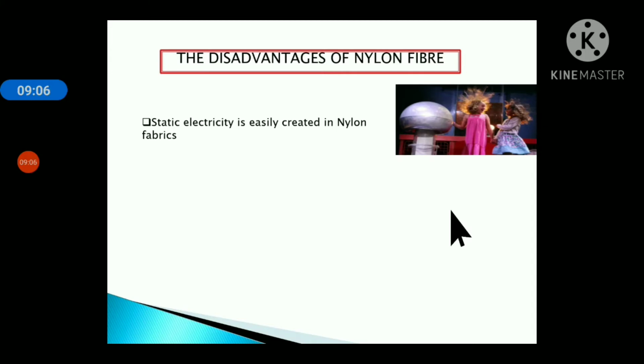See children, nylon also has this type of static electricity. Sometimes we hear a crackling sound when we take off certain types of clothes, you know. That is the static electricity. It is created in nylon fabrics. Okay children. Next, why do we wear an apron during cooking or working near the fire?